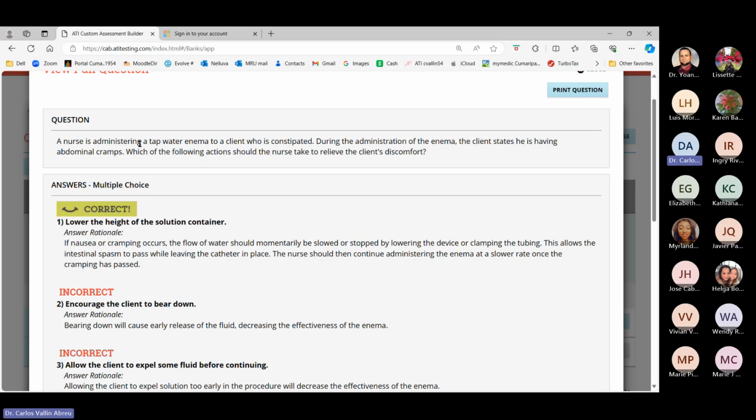Let's see this question. A nurse is administering a tap water enema to a client who is constipated. During the administration of the enema, the client states he is having abdominal cramps, pain. Which of the following actions should the nurse take to relieve the client's discomfort?